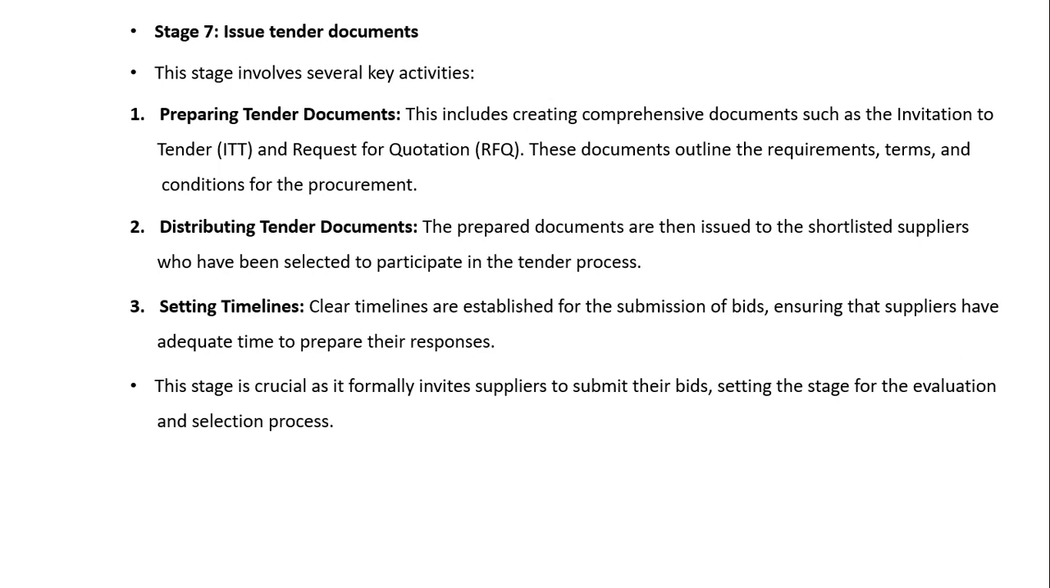Stage 7. Issue tender documents. This stage involves several key activities. 1. Preparing tender documents. This includes creating comprehensive documents such as the Invitation to Tender, ITT, and Request for Quotation, RFQ. These documents outline the requirements, terms, and conditions for the procurement. 2. Distributing tender documents. The prepared documents are then issued to the shortlisted suppliers who have been selected to participate in the tender process.